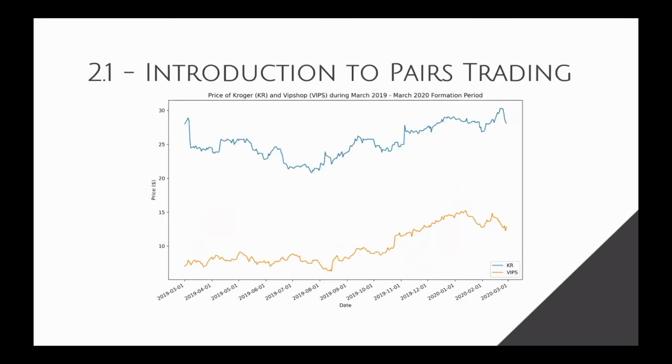However, the beauty of this thesis is in its ability to identify non-trivial co-moving stock pairings, such as that which is shown here, Kroger, a US-based supermarket chain, and Vips, a Chinese-based e-commerce company. Another particularly amusing one, but also profitable one, proved to be McDonald's, which we all know, and Infosys, an India-based information technology company.